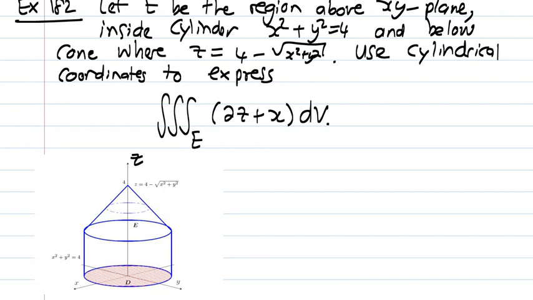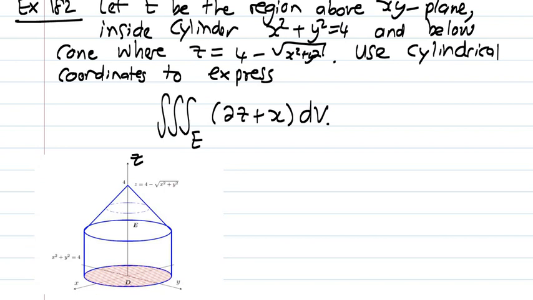Alright, so this one is quite easy to draw. You draw the cylinder x squared plus y squared equal to 4, and you sketch the cone z is equal to 4 minus the square root of x squared plus y squared, whose maximum value is 4 when x is 0 and y is 0. So it looks like the diagram on the left. Remember, you want all of the points above the xy plane. So this is solid E. And so we're going to do a triple integral over solid E. So we know what it looks like.